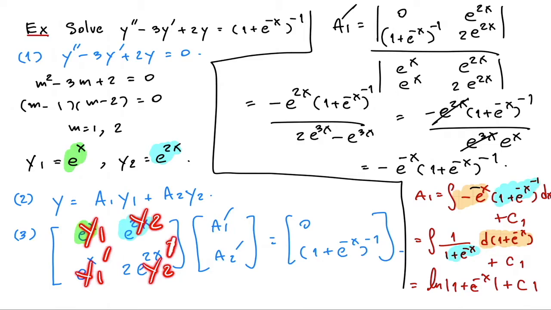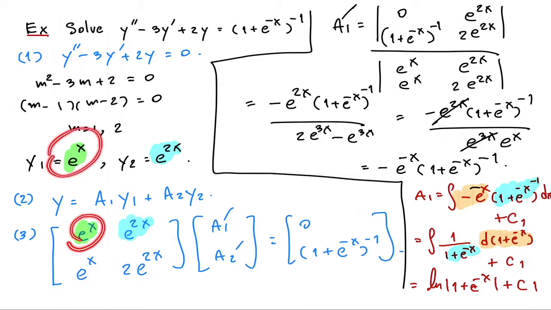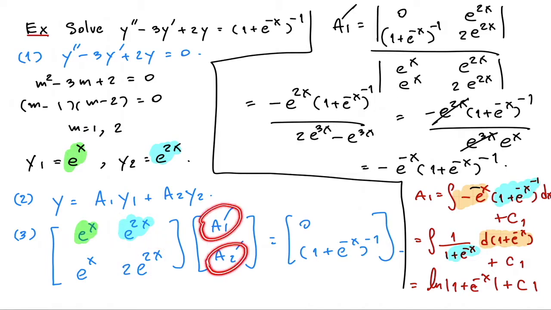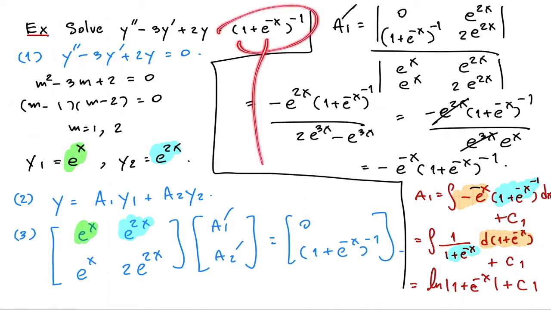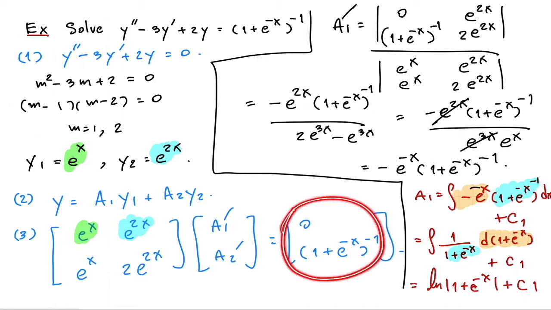So what we have is e to the x, e to the 2x, and then the derivatives: e to the x, and the derivative of e to the 2x is 2e to the 2x. And you have a1 prime, a2 prime here, and here is 0 and r, if you remember from the take-home message. We just put r there. After that, we use Cramer's rule to compute a1 prime. Basically we put this column into this column, and this remains the same.